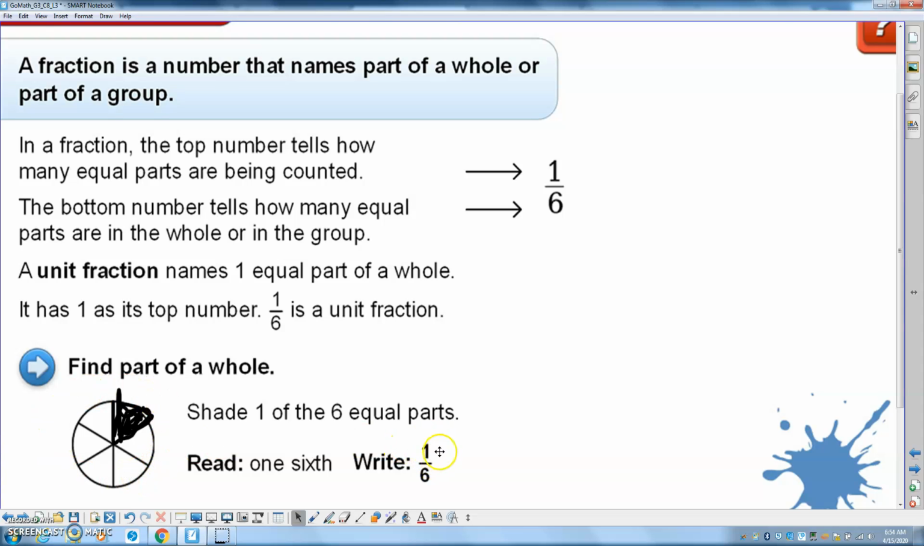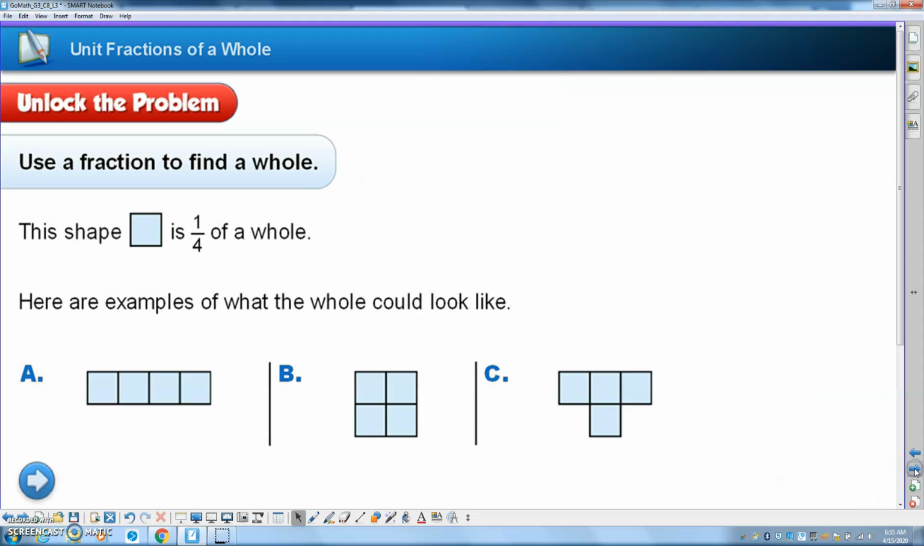The top number tells us how many we're talking about, the number of equal pieces that we're counting, just one. The bottom number tells us how many pieces are in the whole. So for every single fraction that we look at, that bottom number always tells us how many total pieces make up our whole. There are 6 total pieces. And the top number always tells us how many we're counting. That would be just one this time. We're counting just one unit fraction. Let's take a look at our next page.